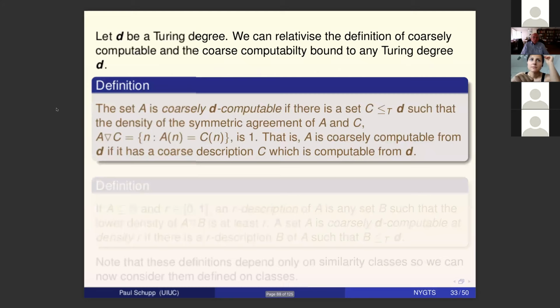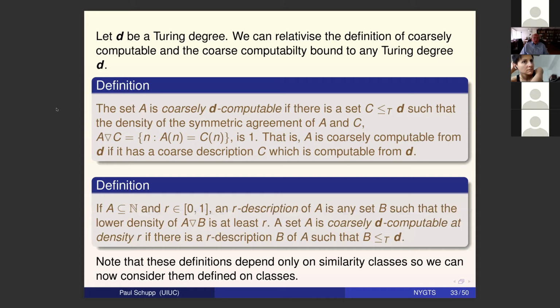Of course, if we have any Turing degree, we can relativize these definitions to an arbitrary Turing degree D. A is coarsely D-computable if there's a set C computable from D such that the lower density of the symmetric agreement of A and C is one. There's another misprint. The true mystery of mathematics is how these slides, having gone over so many times, can still have misprints. This is coarsely computable. It has a coarse description which is computable.